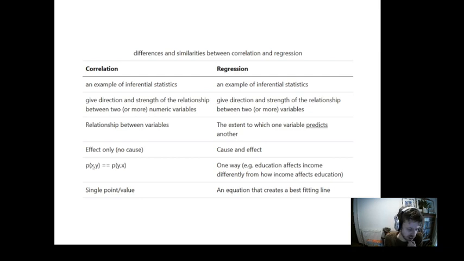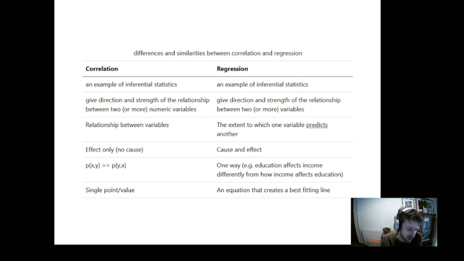With correlation, if you were to swap the items round, the x and the y, you'd get exactly the same result. So maths predicting reading is the same as reading predicting maths in correlation. Sorry, I shouldn't say predicts. Maths association with reading is the same as reading's association with maths. With regression, it's actually one way. So the maths prediction for reading is going to be different from the reading's prediction for maths. With the example I've got here, education affects home income differently from how income affects education.